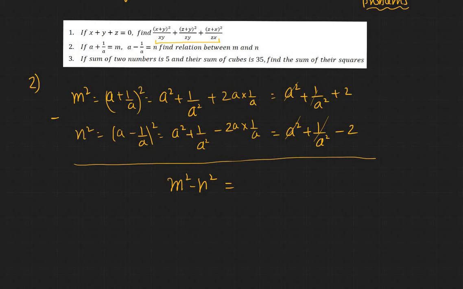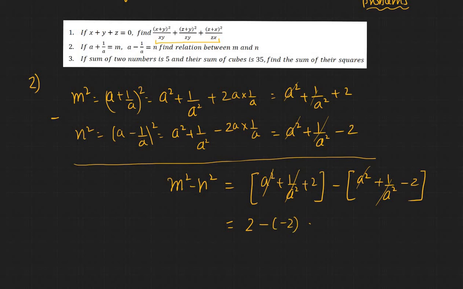Or in other words, let's do it in this way as well. Minus of a squared minus 1 by a squared minus 2. Sorry, this was plus. So these two terms would be getting cancelled because they are same. You would end up with 2 minus of minus 2. That's 4.